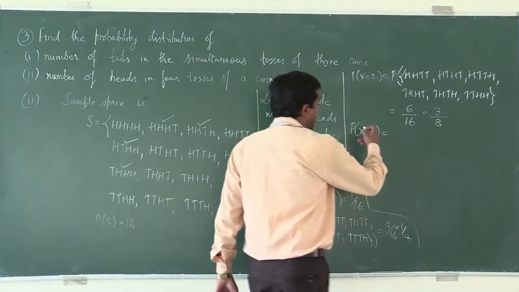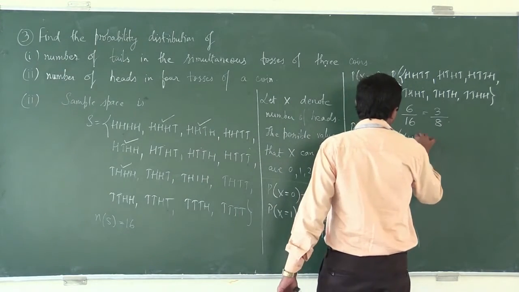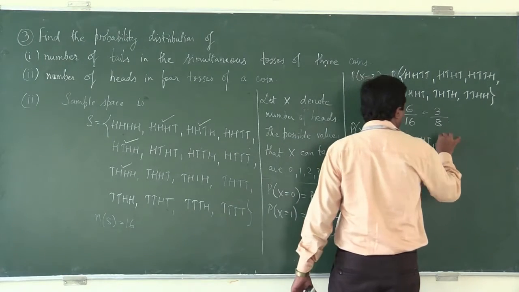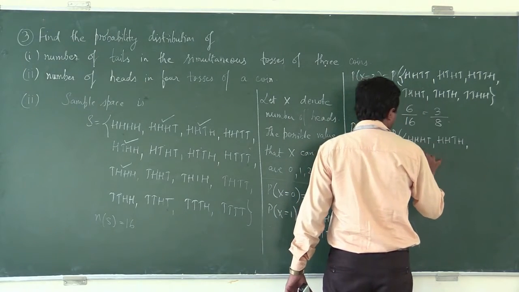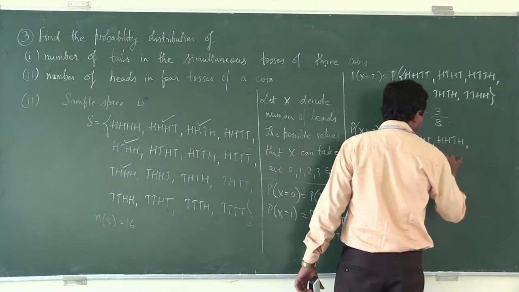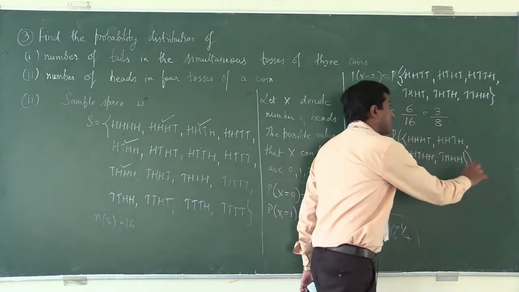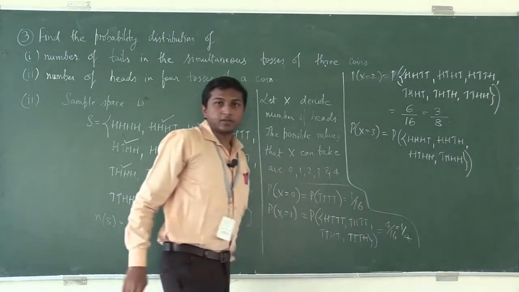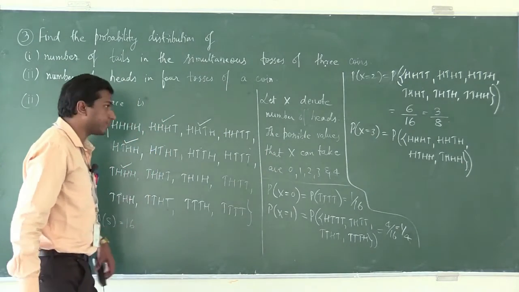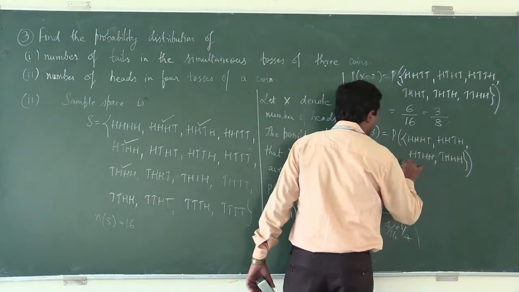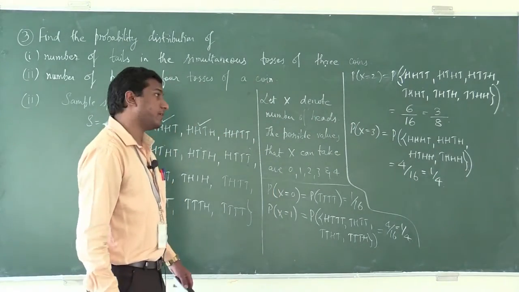We'll write those. So I can write P of x equals 3 as P of HHHT, comma, HHTH, comma, HTHH, and in the end THHH. So I have written the event containing 4 outcomes. So that is when x equals 3. So what is the probability? Again I have 4 by 16. On simplifying this, I can write it as 1 by 4.